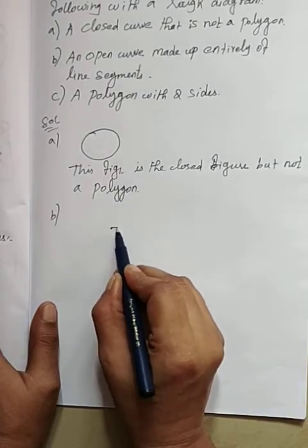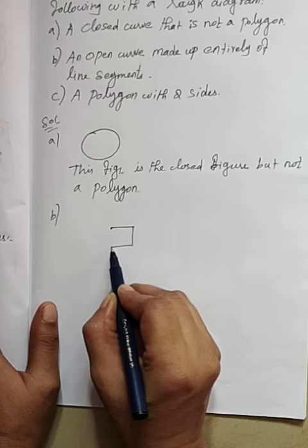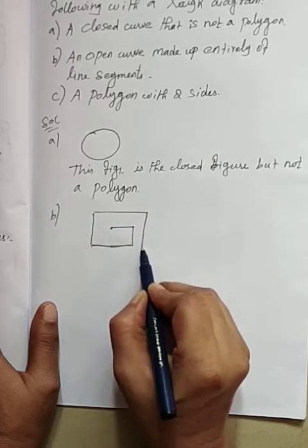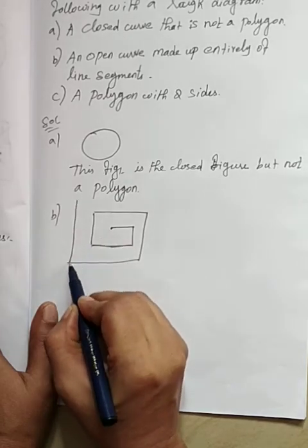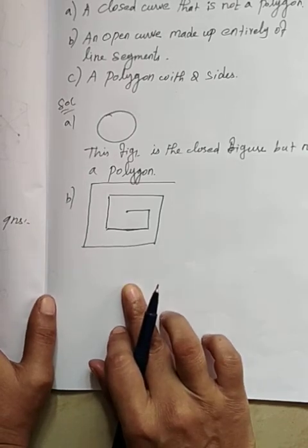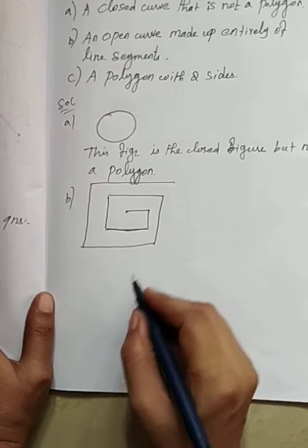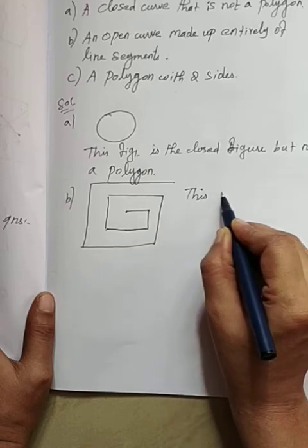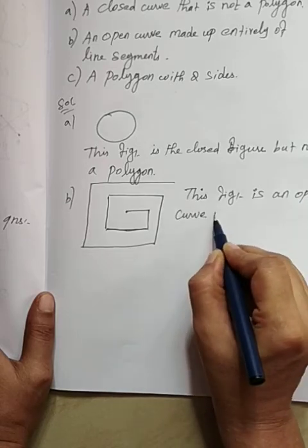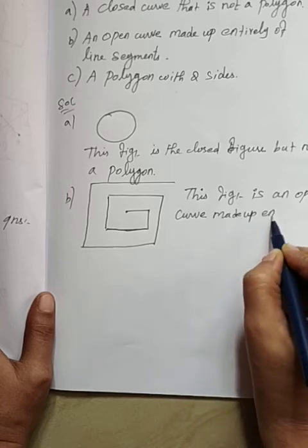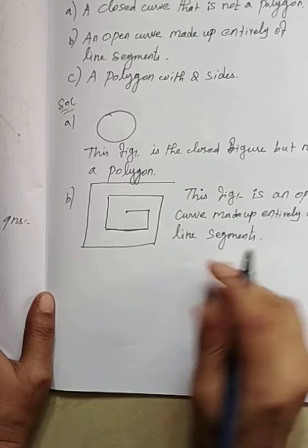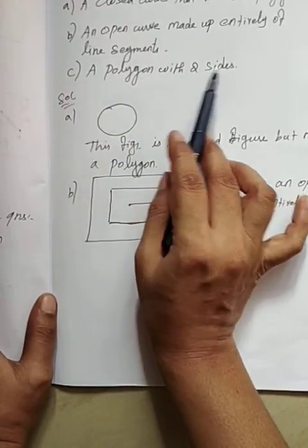Okay, see the second one, an open curve made up entirely of line segments. See, line segments. See here, see this diagram. This figure is an open curve made up entirely of line segments. Clear?